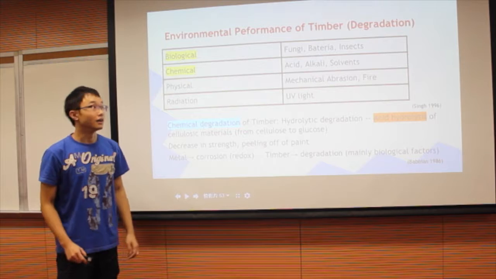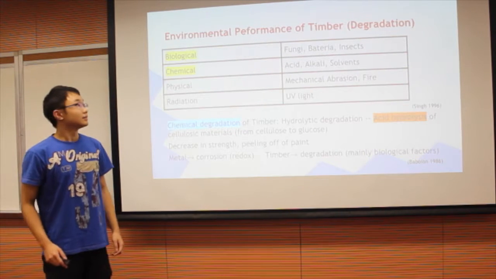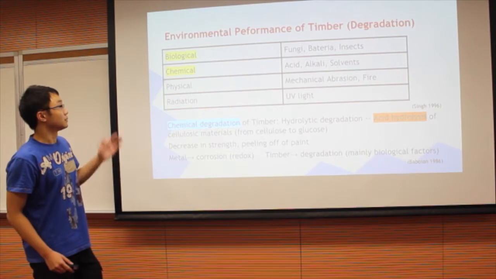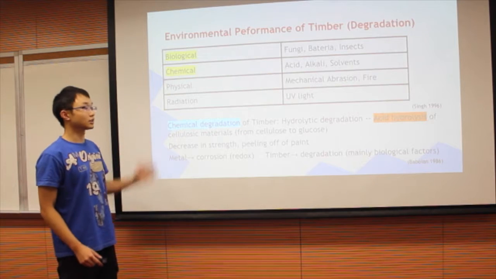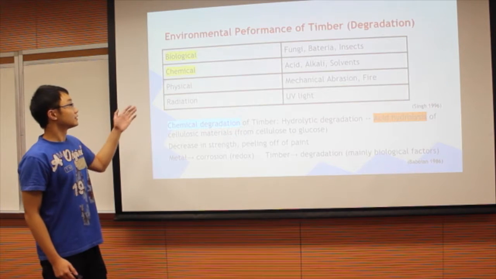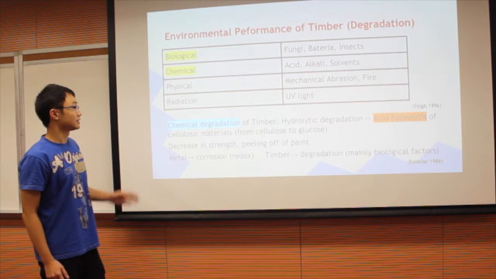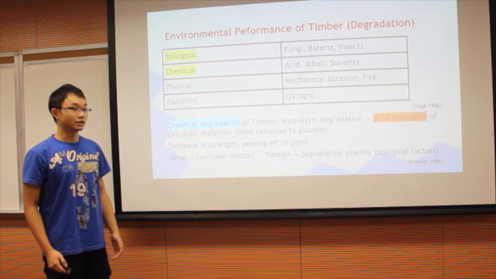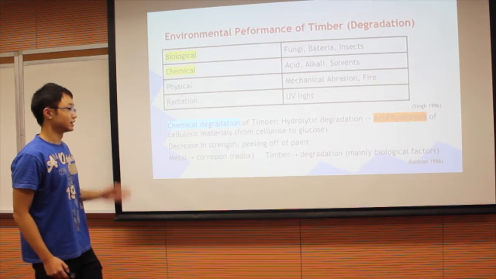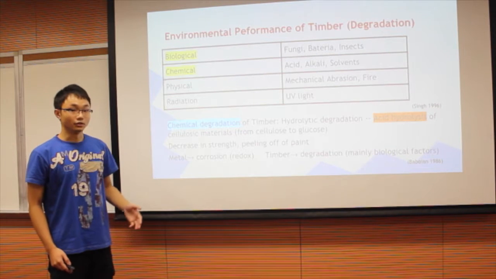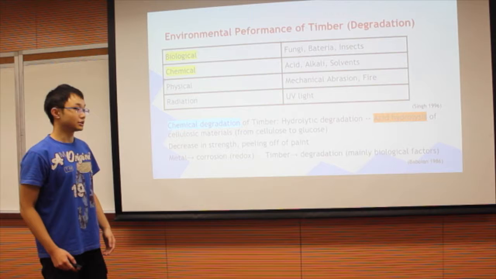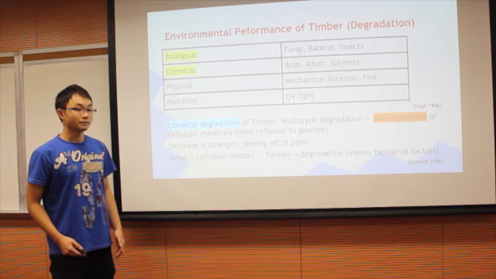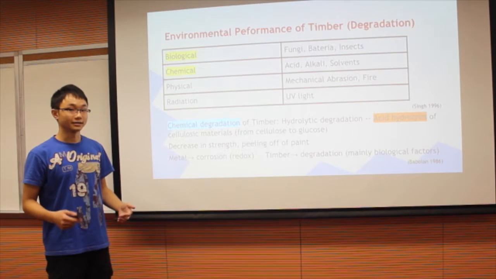Now I'm going to talk about the environmental performance of timber in terms of its degradation. There are four aspects, which are biological, chemical, physical, and also radiation. I'm now going to focus on the biological and chemical aspects. Chemical degradation of timber means the hydrolytic degradation, which involves the acid hydrolysis of cellulosic materials. The cellulose would be degraded to glucose, which harms the structure of timber, and it would lead to a decrease in strength and peeling off of paint on the painted timber.